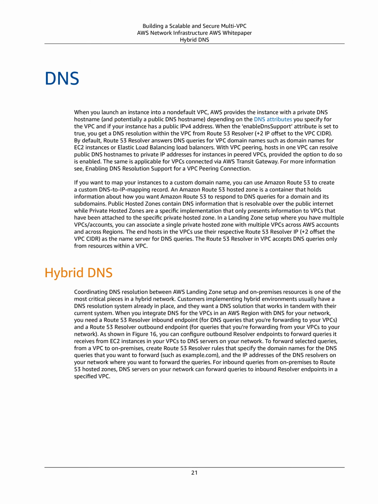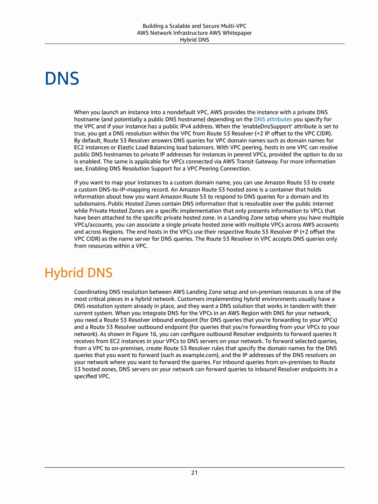Hybrid DNS. Coordinating DNS resolution between an AWS landing zone setup and on-premises resources is one of the most critical pieces in a hybrid network. Customers implementing hybrid environments usually have a DNS resolution system already in place, and they want a DNS solution that works in tandem with their current system. When you integrate DNS for the VPCs in an AWS region with DNS for your network, you need a Route 53 resolver inbound endpoint for DNS queries that you're forwarding to your VPCs, and a Route 53 resolver outbound endpoint for queries that you're forwarding from your VPCs to your network.